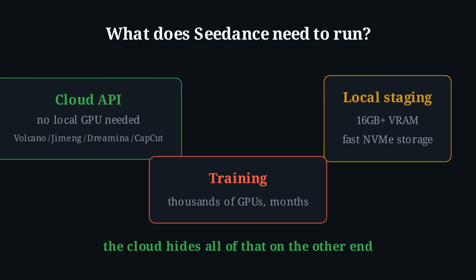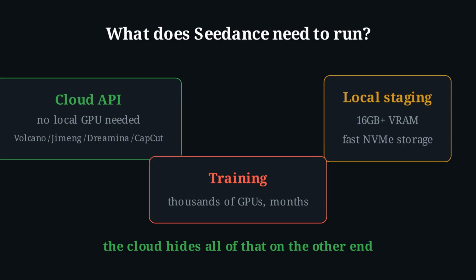If you are doing local staging, preparing high-resolution assets, or running workflows in tools like Comfy UI, then you want serious hardware. At least 16 gigabytes of VRAM and fast NVMe storage to move those large reference files around. As for what it took to train the thing, that is another order of magnitude entirely. Thousands of GPUs for months. The cloud abstraction is exactly why a model this heavy can feel so accessible on the other end.